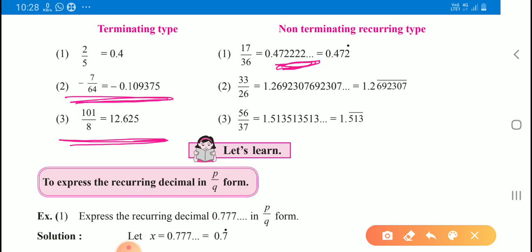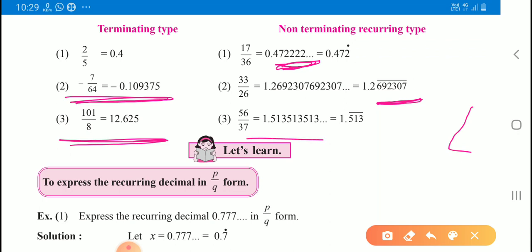Okay, so the same number occurs, so we are writing the point on the head of that number. Next, if a group is repeated again and again, then we are giving a line on the number. Here 33 upon 26 is equal to 1.269230, again the same group 692307 repeated. This type is known as non-terminating recurring type.